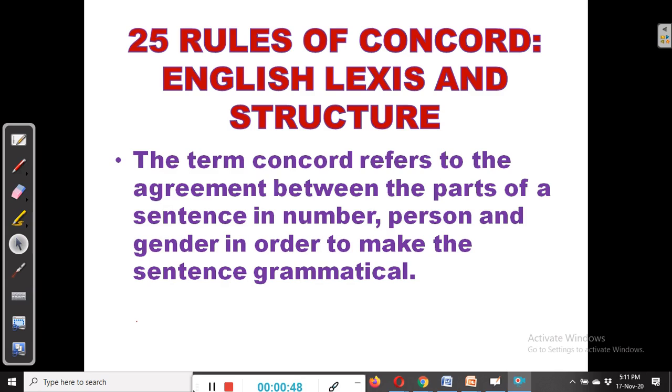And the majority of the cases of grammatical errors arise from the violation of rules of Concord. So it is necessary for us to look at the rules of Concord and familiarize ourselves with these rules so that we can improve our linguistic competence, not only for scoring high in our English exams, but also for being able to communicate our ideas more effectively when we speak and when we write.